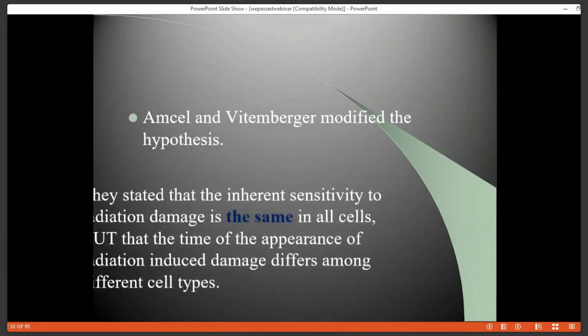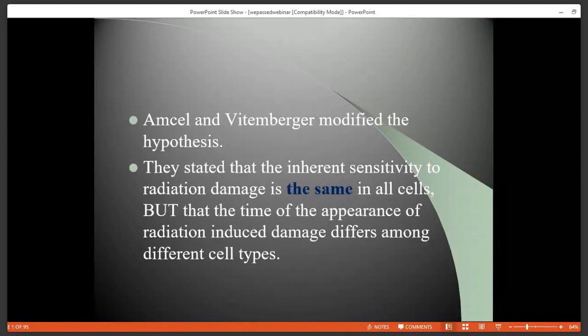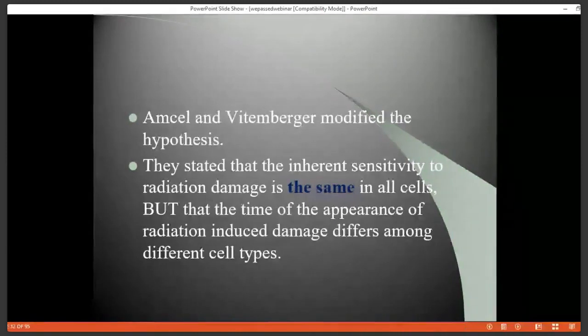Later, the hypothesis is modified a bit more, and here Ancel and Vintemberger describe their modification. They stated really that inherent sensitivity to radiation damage is the same across all cell lines, but that the time of appearance of radiation-induced damage differs amongst different cell types. So every cell has the same ability to repair damage, but some are given more time to do that, and they appear more radioresistant. Cells that go through the division process very quickly show their damage during mitosis, and don't have time to repair that damage, they appear to be more radiosensitive, right? But it's all about the time of cell division. If we slow down those fast-dividing cells, they would be a little bit more radioresistant, right? So it's about time here. So they're saying here that inherent sensitivities are the same. It's really the time or the expression of it that is seen to be different.